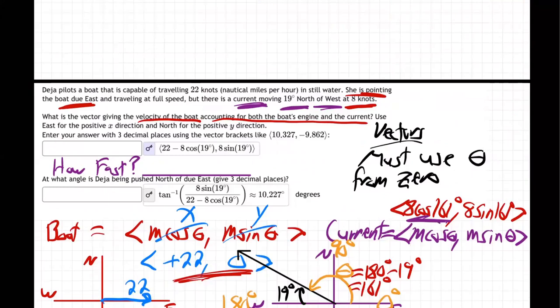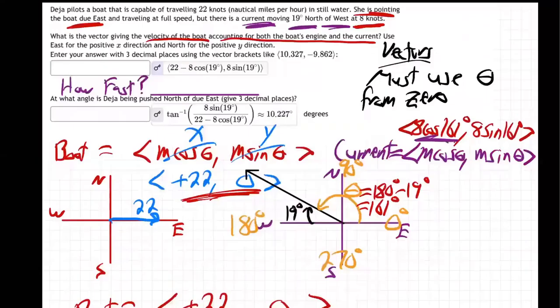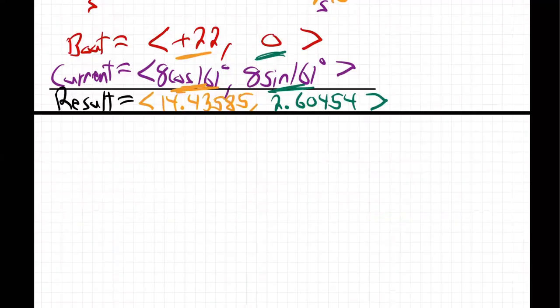Now, my question is not asking how fast, but there's other versions of this that do. So I just wanted to show you everything in one. What if they did ask on this one, how fast is the boat going? You know, considering both the engine and the current, how fast is the boat going? They didn't ask on this one, but they will on some of the other ones. So I just want to show you how to figure out how fast.